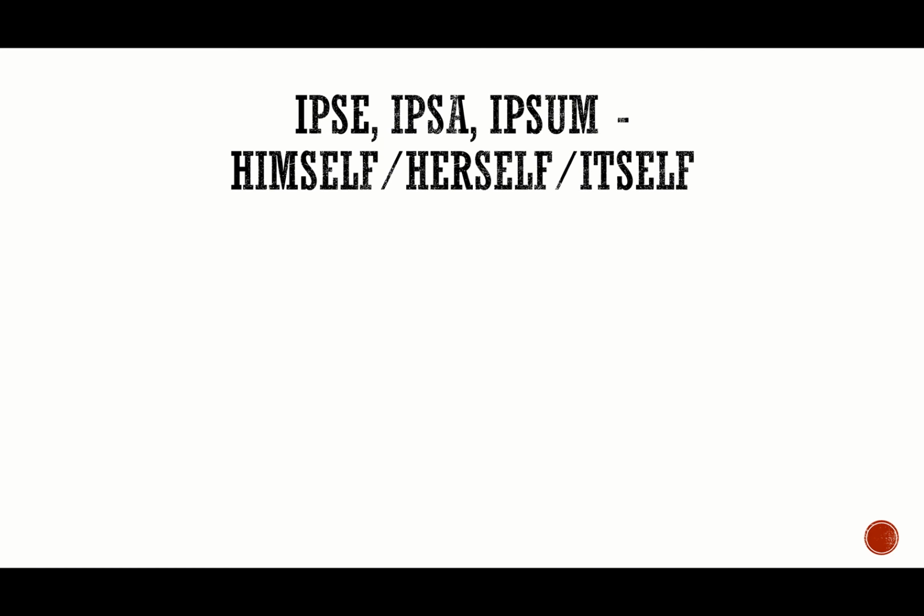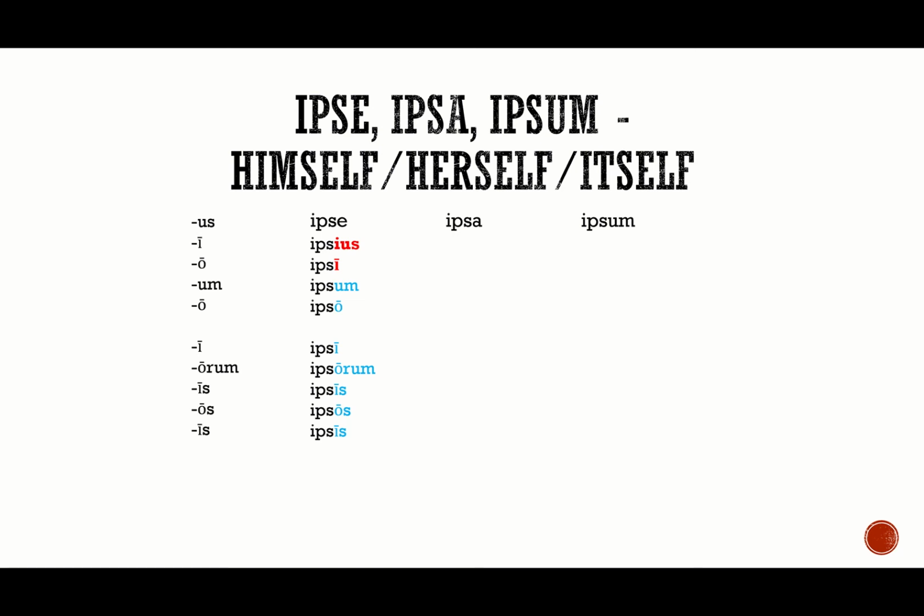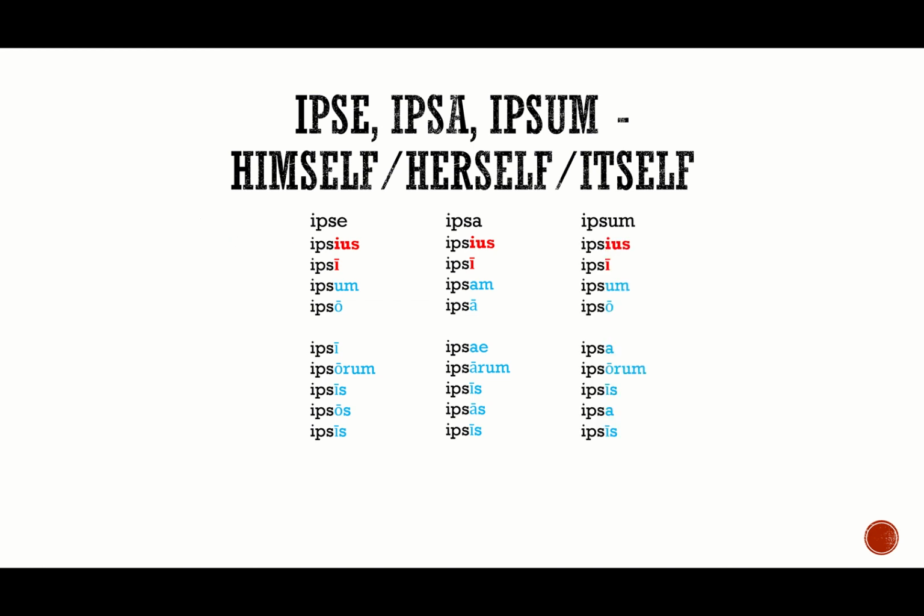Moving on, we've got ipse, ipsa, ipsum, our intensive pronoun. It translates as himself, herself, or itself. It declines just like ille, illa, illud. So it's going to have second declension endings in the masculine, except for your genitive and dative singular. And your feminine form is going to follow first declension, except for the irregular genitive and dative singular. And your neuter is going to follow second declension neuter endings, except for the genitive and dative singular.